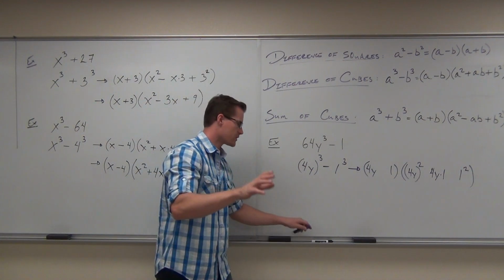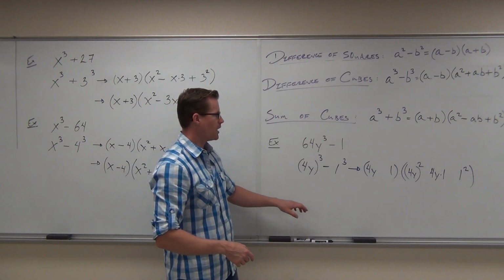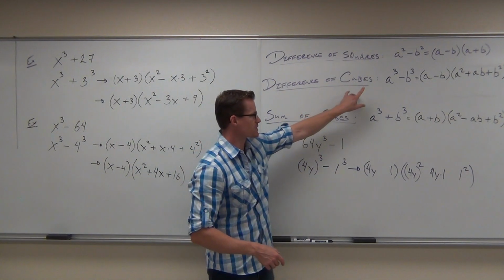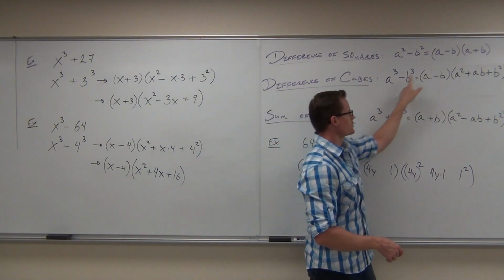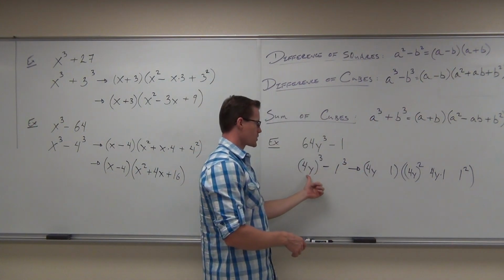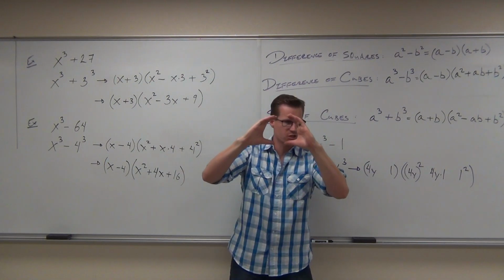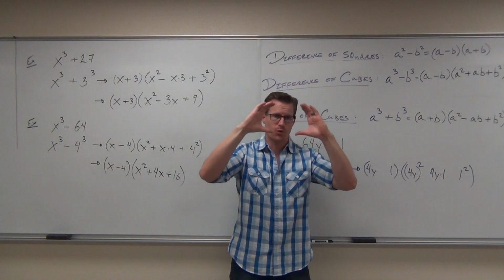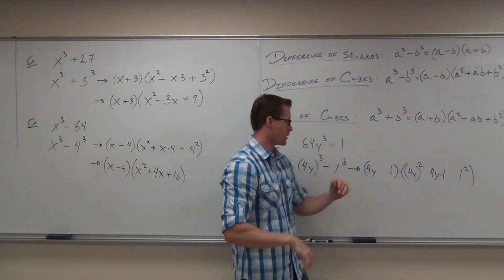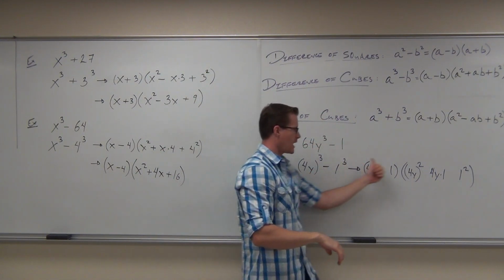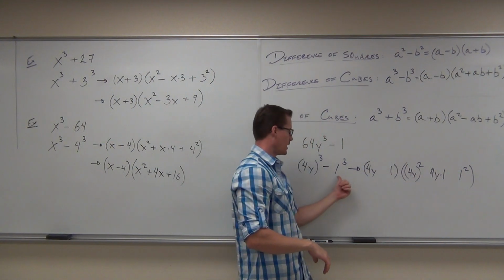Okay, let's make sure we're all good on this before we head on to a different problem. We're on difference of cubes. It's this one. A goes first, A squared goes second. So first thing goes first thing squared, the whole thing. Don't just write 4y squared, it's different. It's 4y in parentheses squared. That's important. So first thing first and first thing first squared.